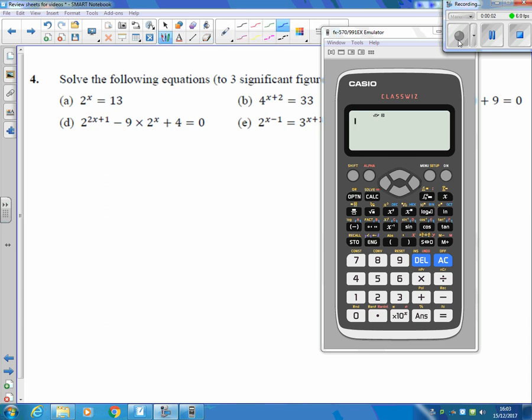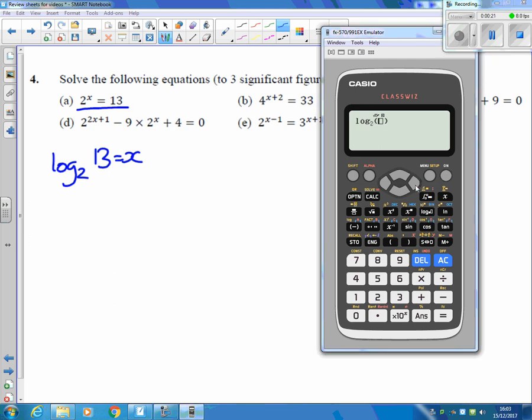Question 4, we've got some equations to solve. The first one's just straightforward use of the calculator. If 2 to the x equals 13, you turn that round the other way and say log to the base 2 of 13 will equal x. So I'm just going to tap onto my calculator, log to the base 2 of 13, and it tells me the answer is 3.7.